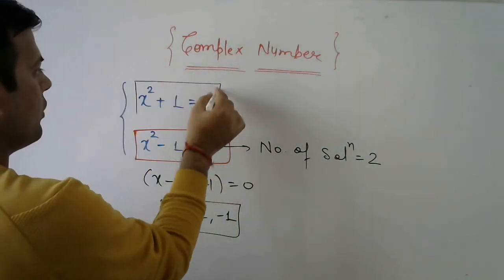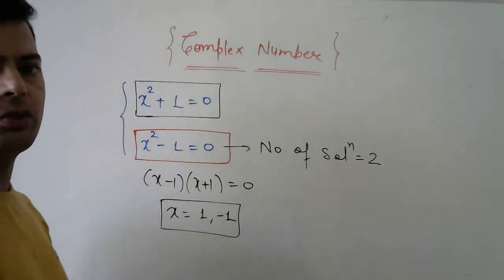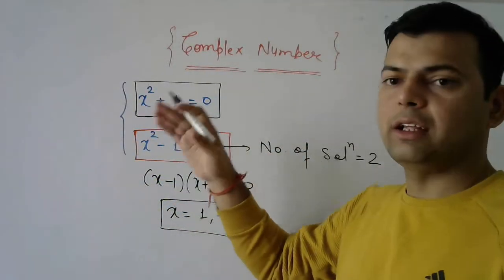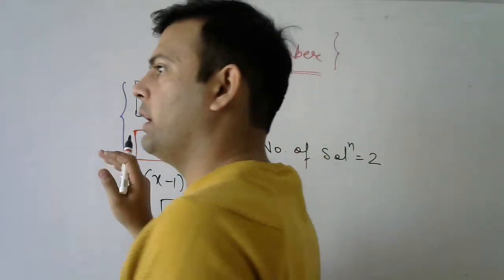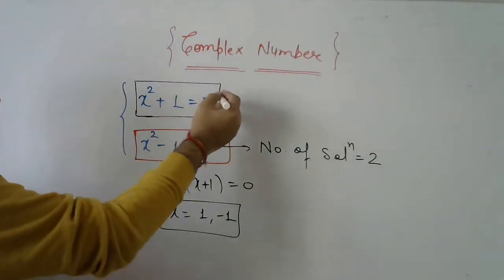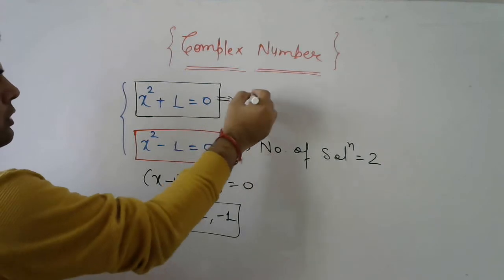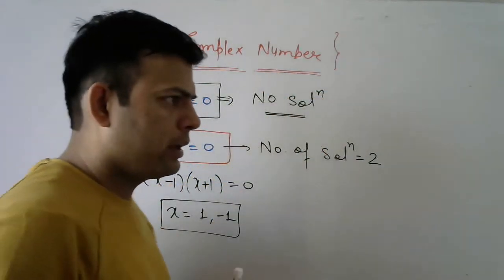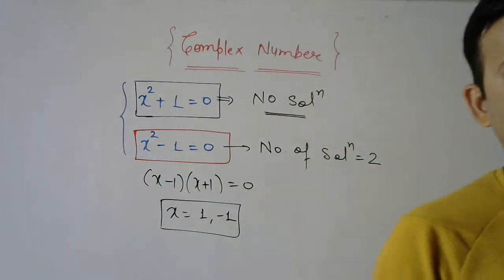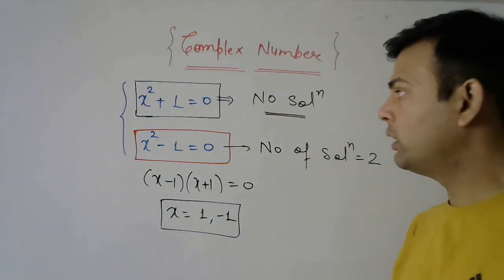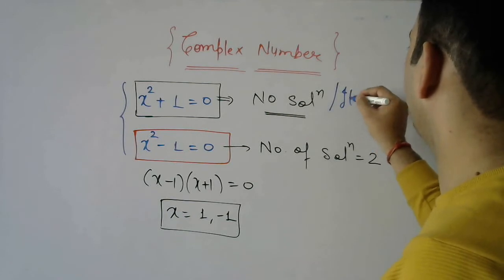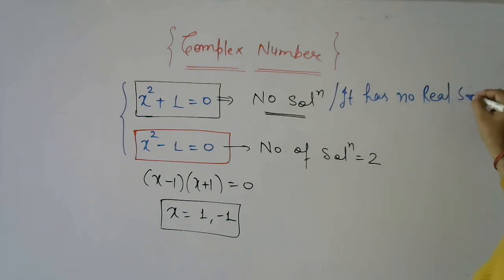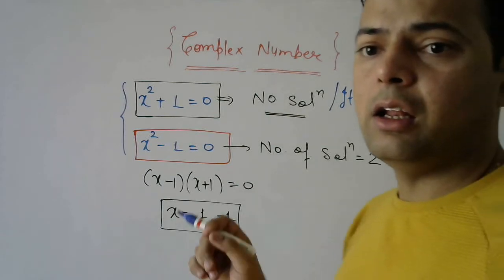If I ask the number of solutions of the other equation, many of the students will answer that it has no solution. Why? Because it is x square plus 1. When we square x, it gives a positive number, and adding 1 will never give you 0. So no solution. But exactly, that's not the correct answer. The correct answer is: it has no real solution.